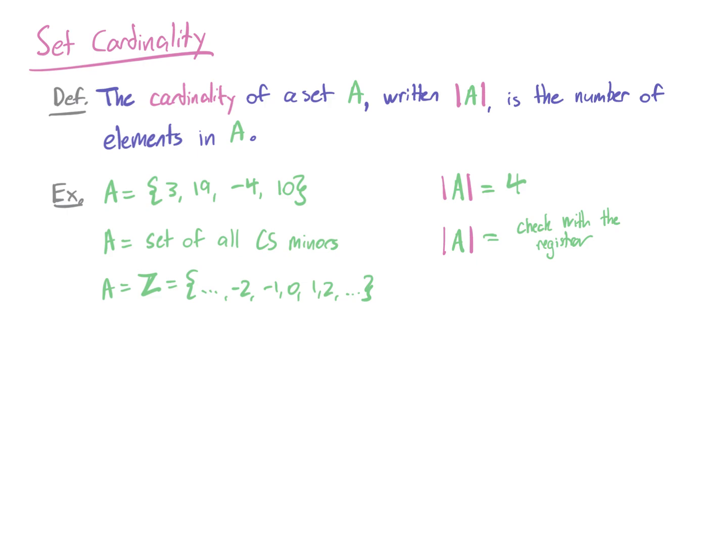One more, this is a slightly more complicated example. What if A is the set of integers? The set of integers is all positive and negative integers and 0. How many elements are in this set? Well, there's an infinite number of elements in this set. So in one sense, it's correct that the cardinality of A is infinity.